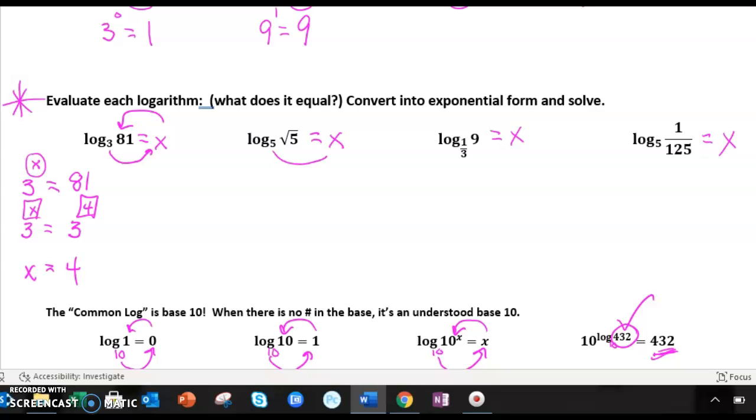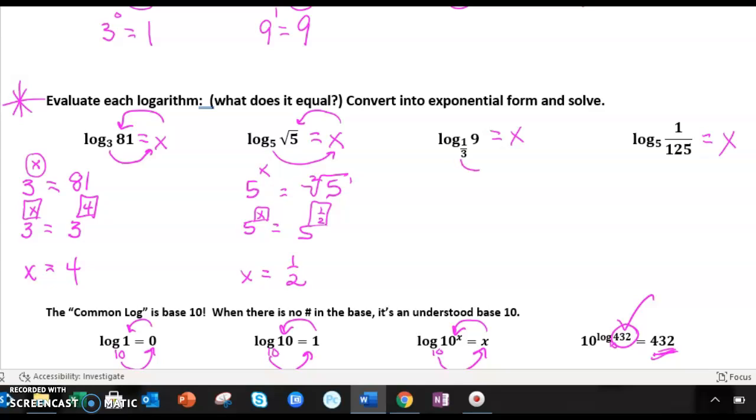Okay, take this out of log form and write it in exponent form, and it would say 5 to the x power equals the square root of 5. Or 5 to the x power equals 5 to the 1/2 power. Your exponent divided by your root. Using the one-to-one property, x equals 1/2, and we've solved it.